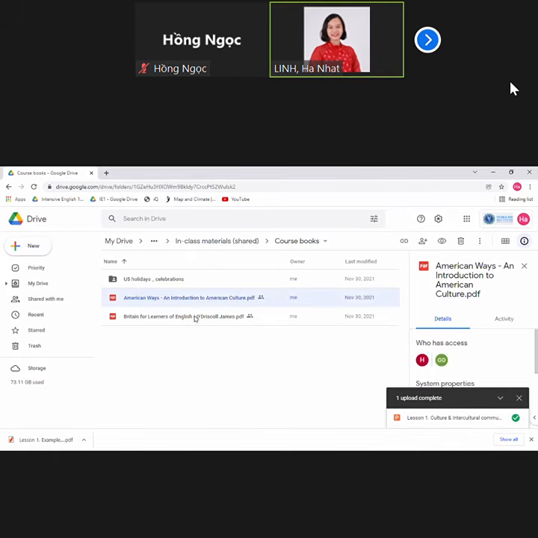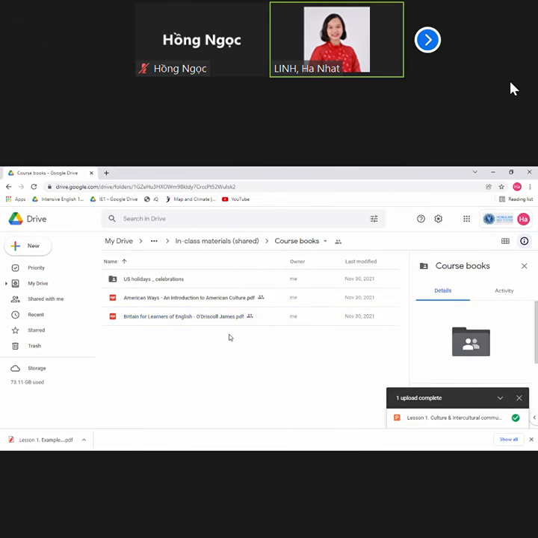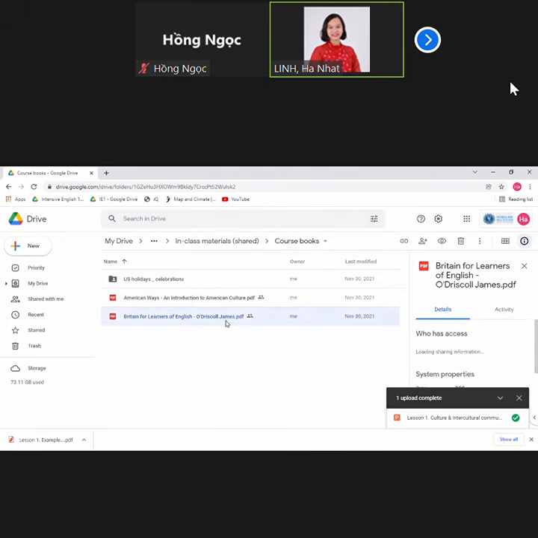So for these two course books, I tried to find the newest versions. However, they can't update all of the information about the culture, right? So for the lessons, I will change a little bit. However, I still think that we need a course book, and you can use them as a reference during the course.